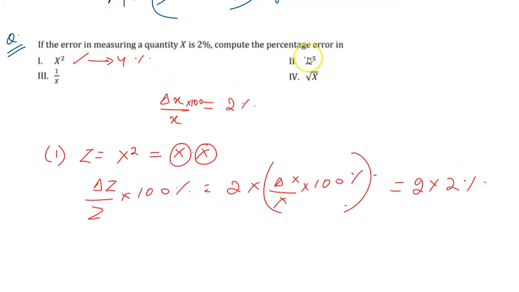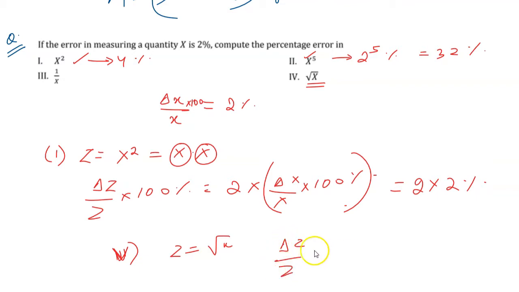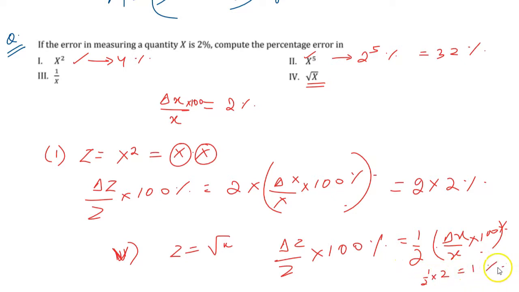Similarly, we can find out for this. So, it will be 2 to power 5%, that is 32%. Root x, if you take root x, let's take z as root x. In this case, percentage error in z will be half of percentage error in x, right? So, that will be half of 2. So, it will be 1%. So, how I am finding the percentage error in this?